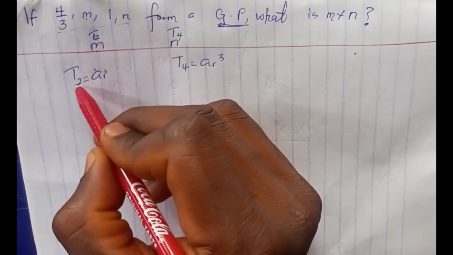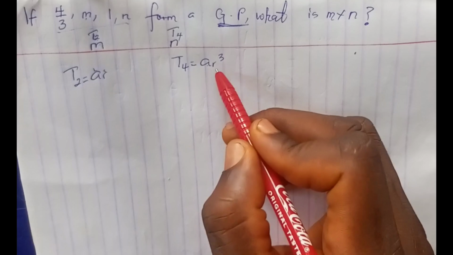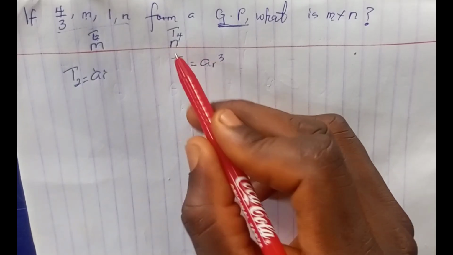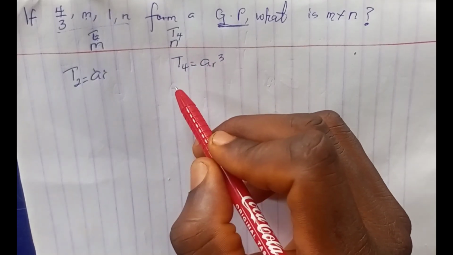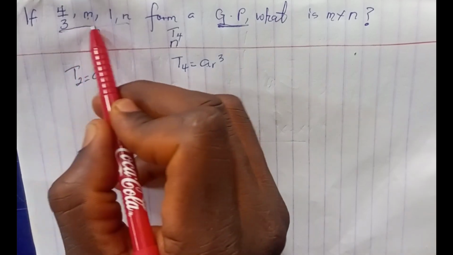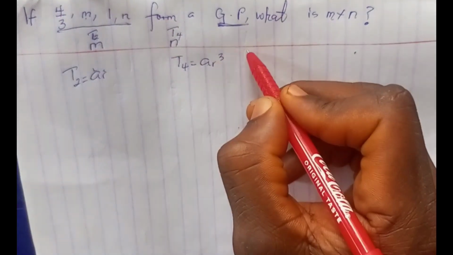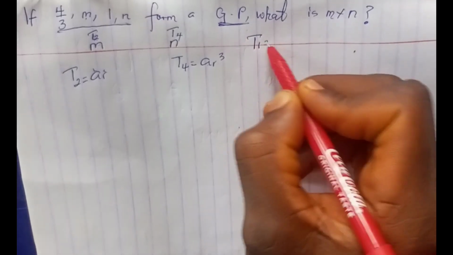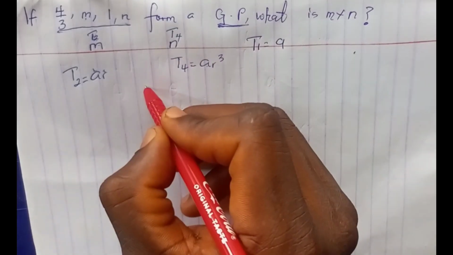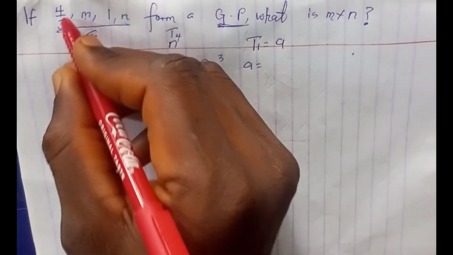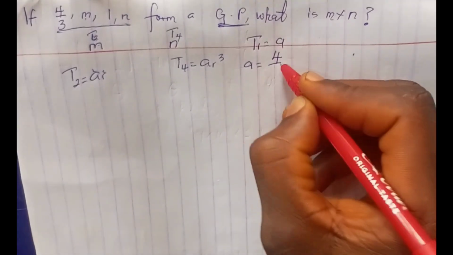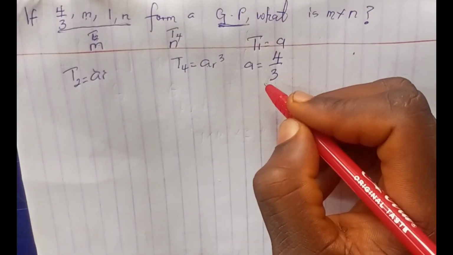Remember that M is the T2, the second term. We equally need A and R to get the value of N, and N is the T4. Is that clear? Now, from this sequence, the first term is A, so you already know that T1 is also A. They gave us the first term, and it is 4 over 3.